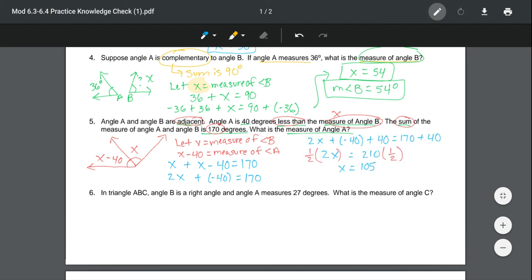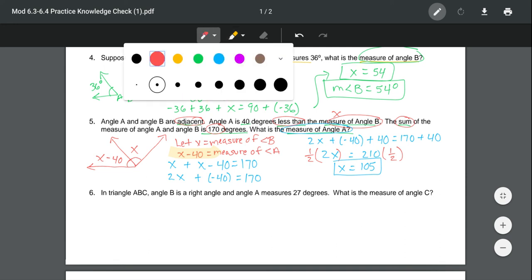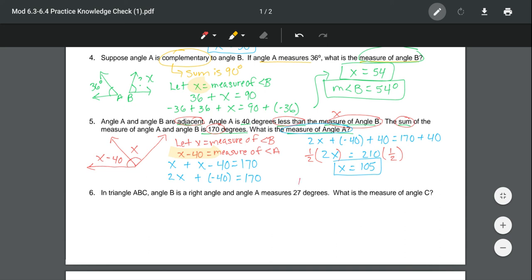Okay, so you get that x equals 105. But you're asked to figure out the measure of angle A. So the measure of angle A is x minus 40. That's what we defined it as. So that means we take x, which is 105, and subtract 40. And when you do that, you're going to get 65. So that would be 65 degrees. So the measure of angle A is equal to 65 degrees.